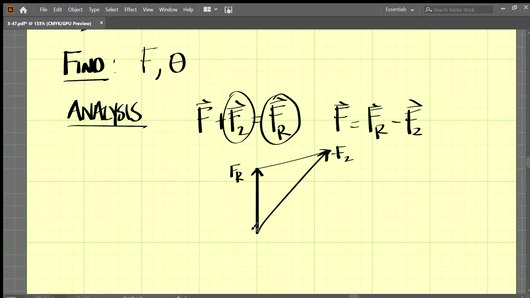So if we take FR and add negative F2 to it, we get this F vector here. And we know that this angle is 15 degrees. And we know that this is a right angle, so this total internal angle here is actually 105 degrees. And the theta that we're looking for is this angle here. Okay.